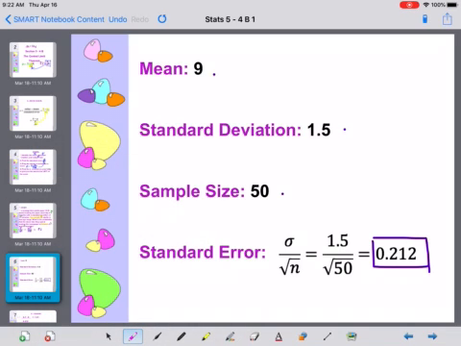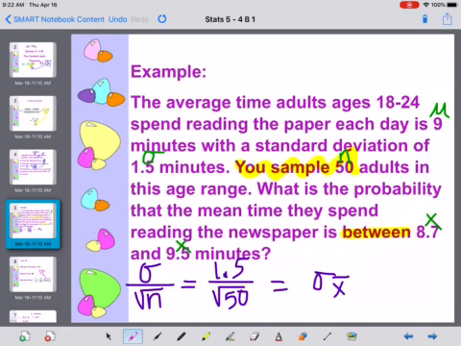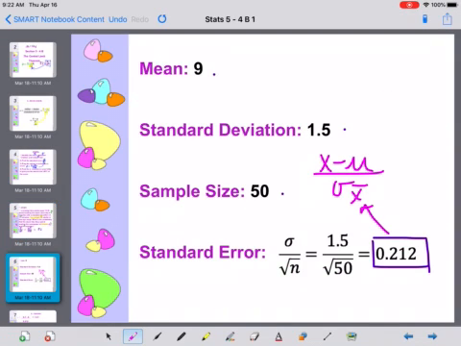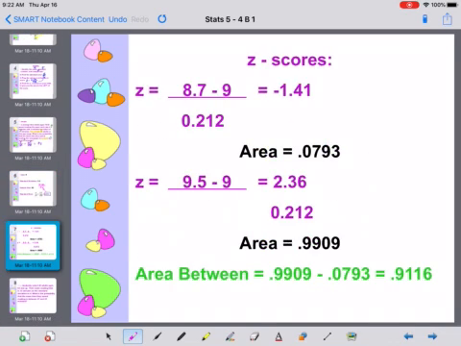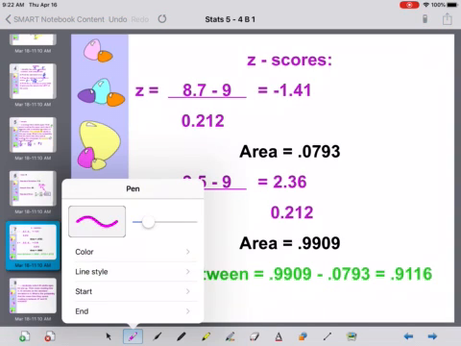So now that you have all of that, it's exactly what you just did before. You're going to do your x minus your mu divided by baby sigma x bar, which is this 0.212. We have to do it twice because we had two different x values. Our first x was 8.7. So you're going to do 8.7 minus 9, because that's your mu, divided by the number we just found. That's the big difference. I have put it all on here, so hopefully I'm not going too fast.